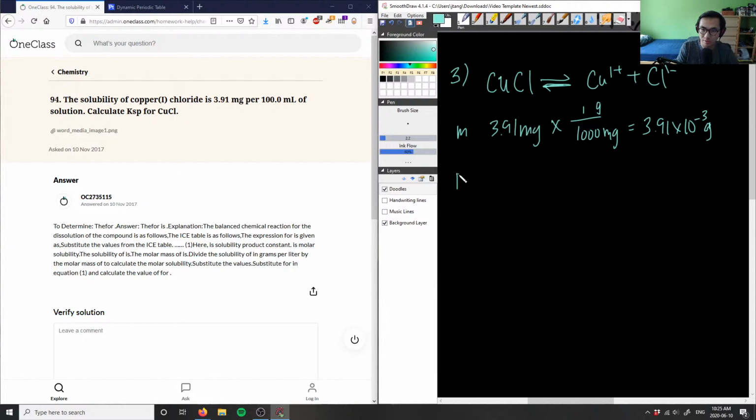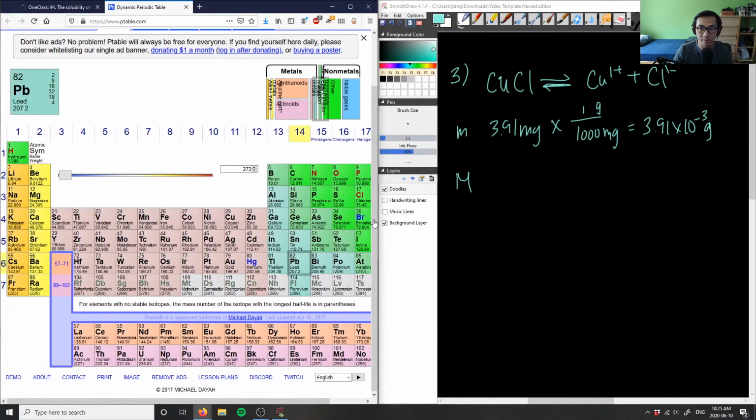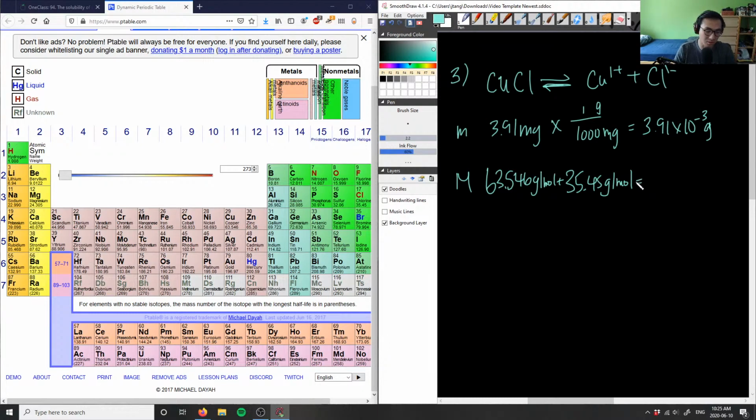What we need now is the molar mass of copper chloride, and we can easily calculate that by looking at our periodic table. The molar mass of copper is 63.546 grams per mole, plus chlorine, which is 35.45. Let me just take out my calculator. So 63.546 plus 35.45 gives us a value of 98.996.